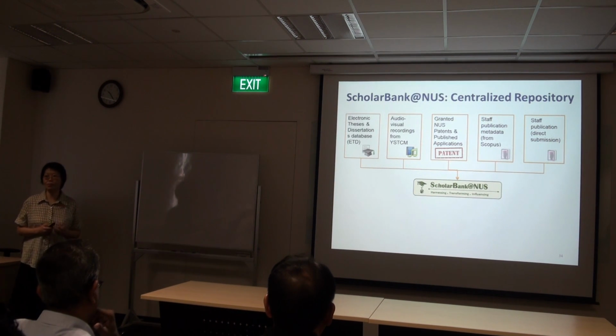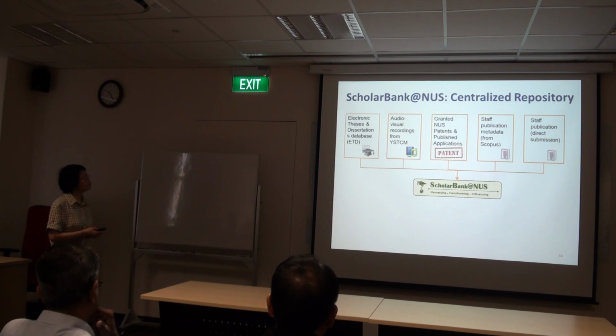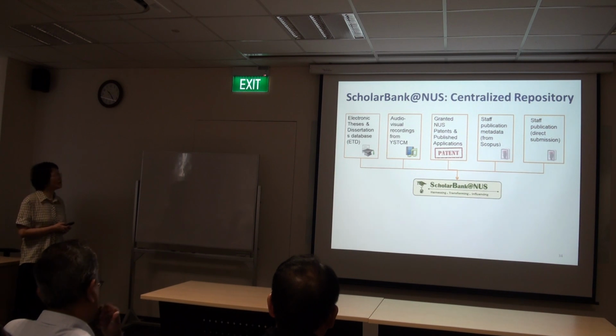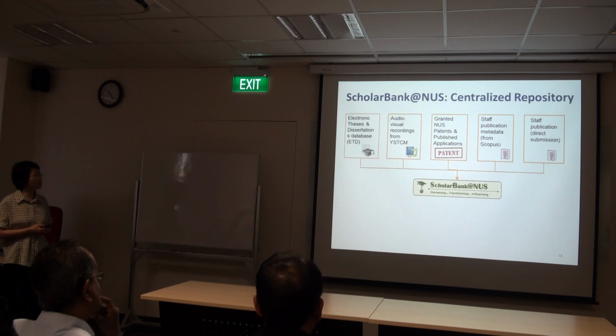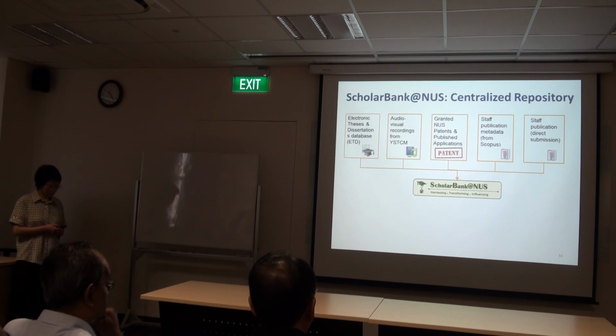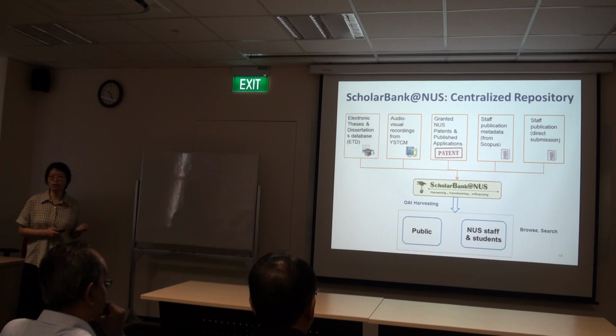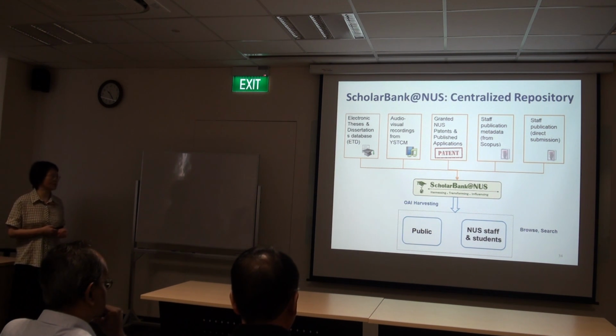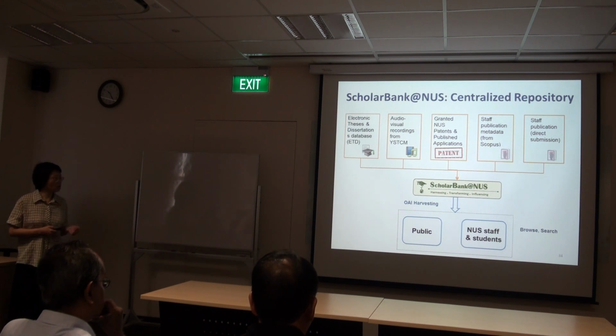Scholarbank provides a stable and secure environment for storage and retrieval. As you can see from Shuan's section, some other repositories may not. Right? And what does Scholarbank contain? It contains theses, Yoxuto, Conservatory of Music, audiovisual recordings, patents, and staff publications, including journal articles and conferences. It allows control over who has access to a work. It can be open access to the world or restricted to NUS staff and students.